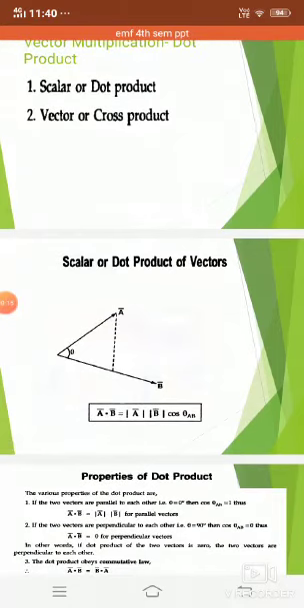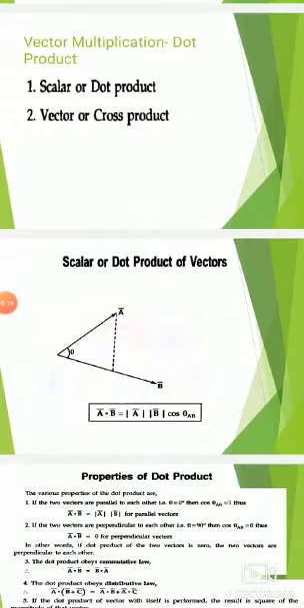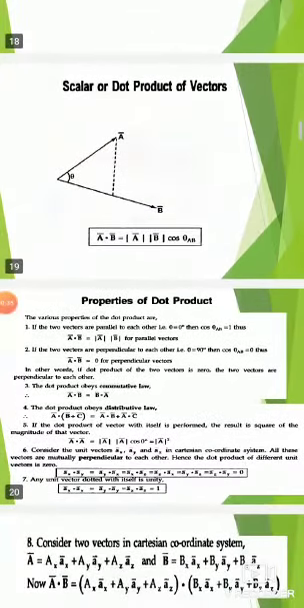To find the scalar product, that is the dot product, of two vectors, if a vector and b vector are given, then we have to use this formula: a vector dot b vector is equal to mod a vector, mod b vector, and the cosine of the angle which is present between them. And here we are discussing 8 properties.